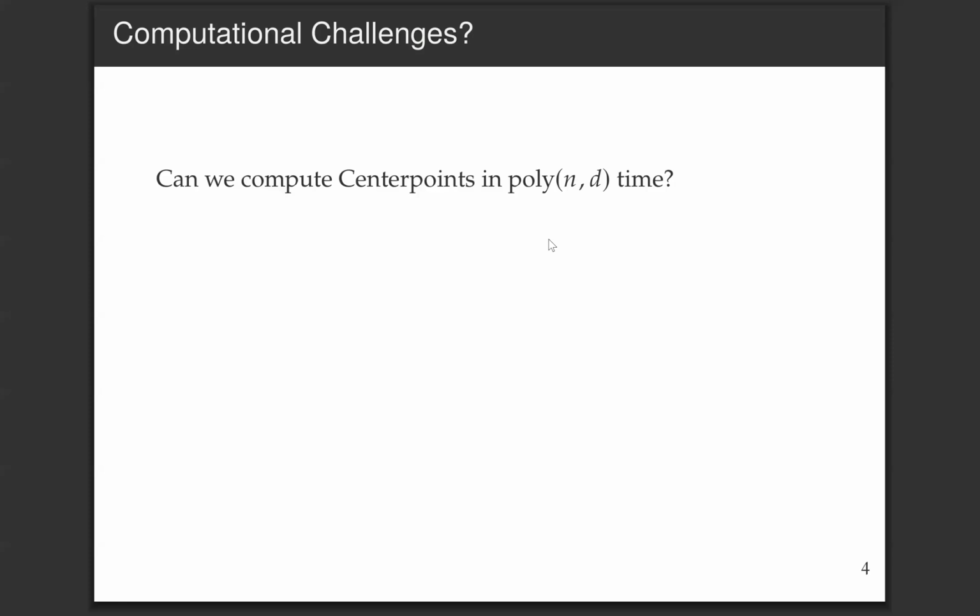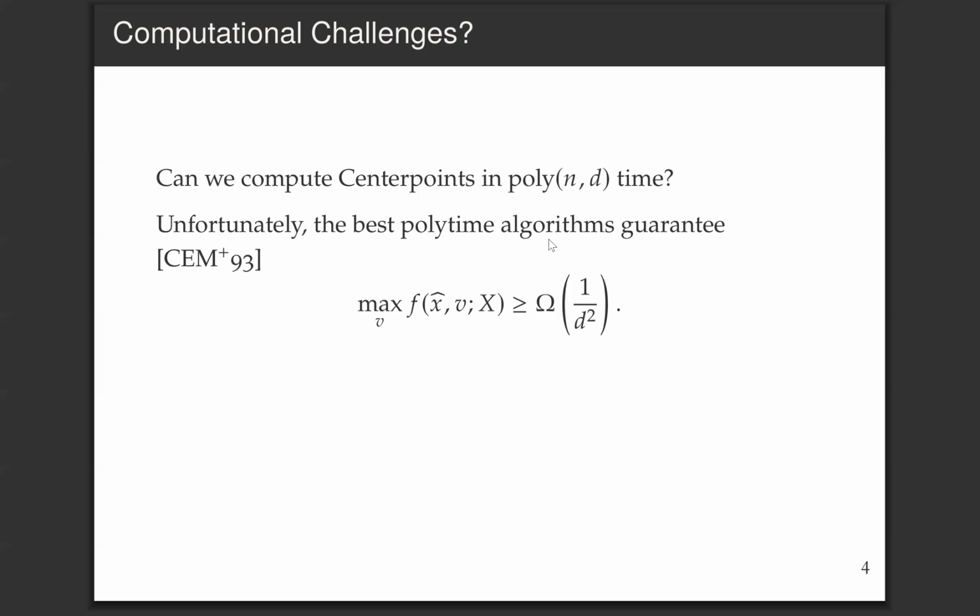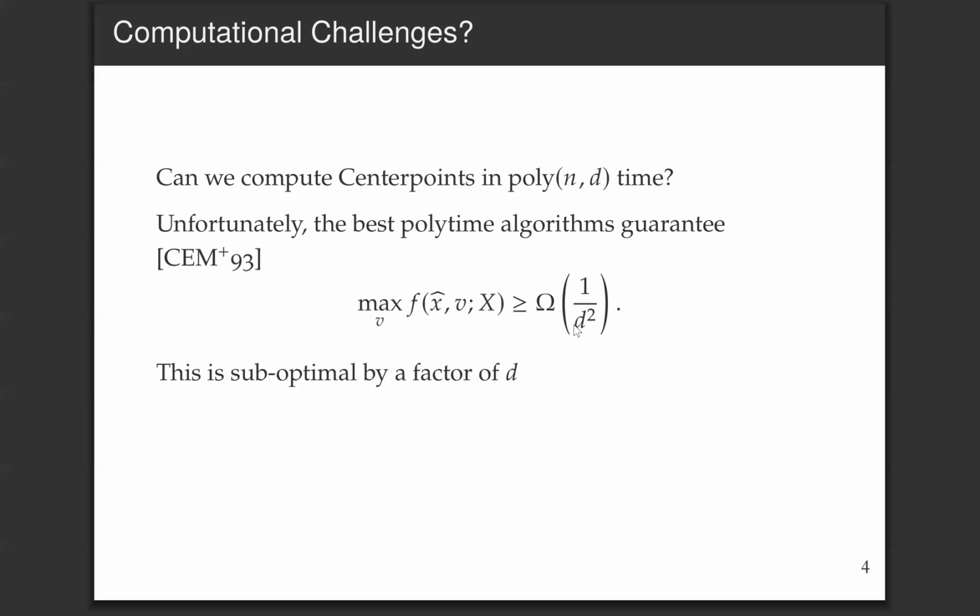Now we're going to move on to the main question that we tackle in this talk. Can we compute such center points in polynomial time? So can we compute center points in time that's polynomial in n, the number of points in the point set, and d, the dimension? Unfortunately, the best known polynomial time algorithms only give the following worse guarantee. They only give you a point with depth 1 over d squared, as opposed to the information theoretically optimal 1 over d. And this was proven in a paper by Clarkson, Eppstein, Miller, Sturtivant, and Teng from 1993. And as I just stated, this result is suboptimal by a factor of d in the denominator.